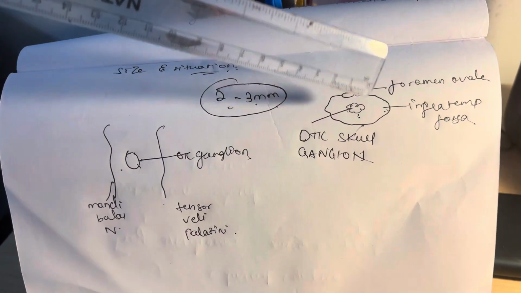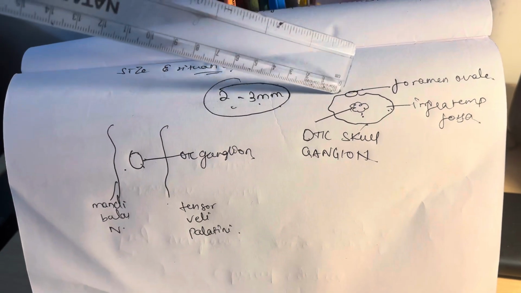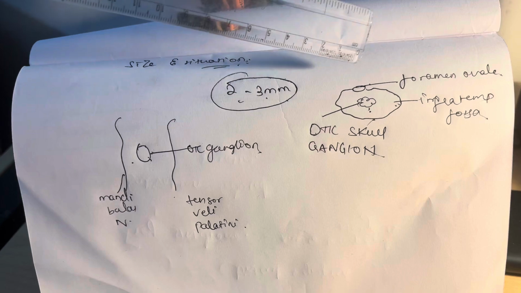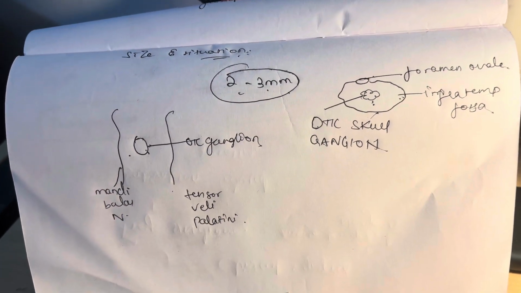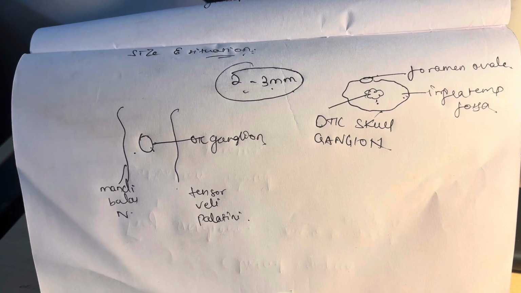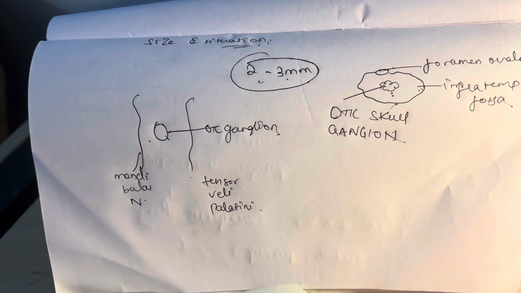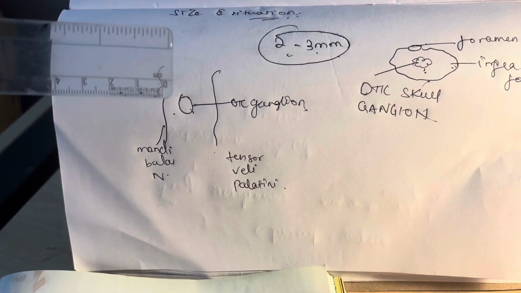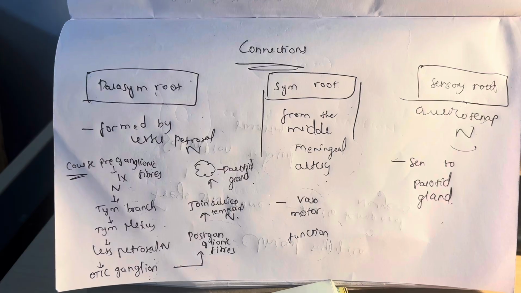So the otic ganglion is located in this infratemporal fossa, and it is located exactly below the foramen ovale. It actually passes through the foramen ovale. They can ask you what are the structures passing through the foramen ovale. So otic ganglion is one of the structures passing through the foramen ovale. Now it is located medial to the mandibular nerve and lateral to the tensor veli palatini.